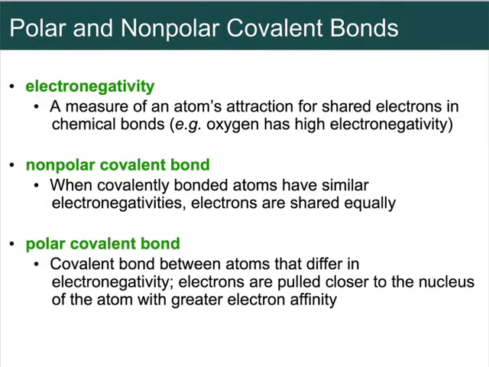Electronegativity is the attraction for a shared electron. So it's a measure of how much an atom wants electrons. Oxygen wants electrons really bad, so it has a high electronegativity. Hydrogen doesn't want its electron. He's fine if somebody jacks his electron. He doesn't care so much. So his electronegativity is really low.